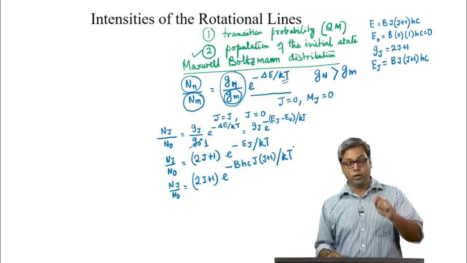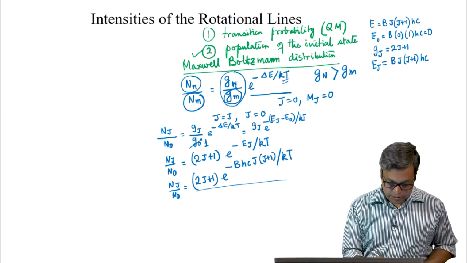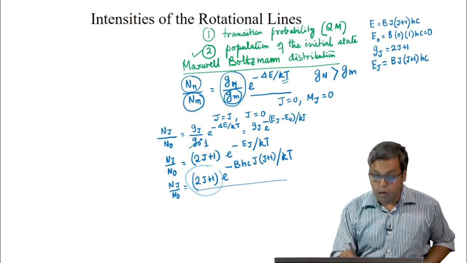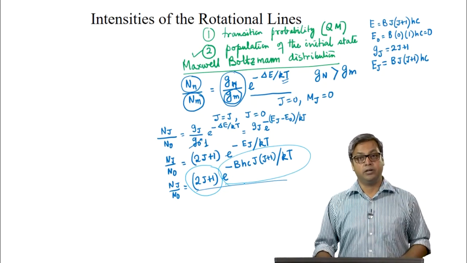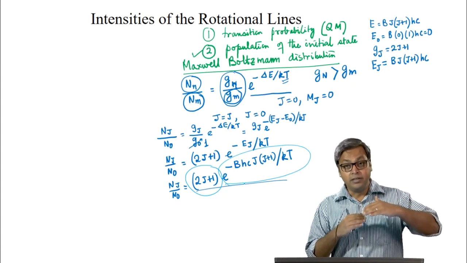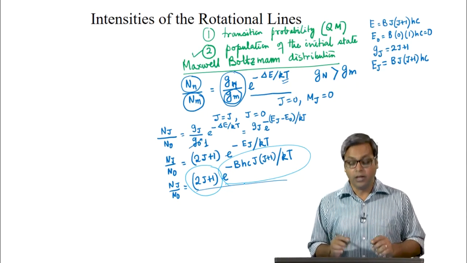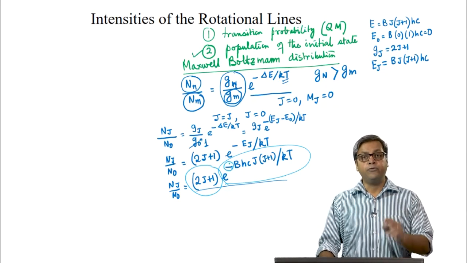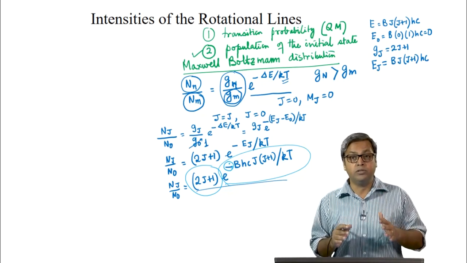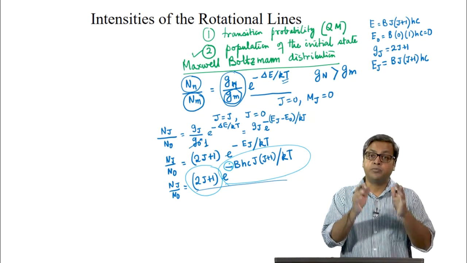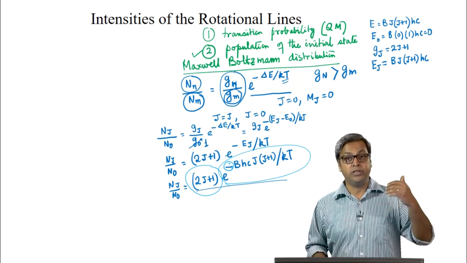So, now, if you carefully look into the right hand side, we have to consider two terms. One is that of this 2J+1 and the other is this exponential term. As J increases, 2J+1 increases or the degeneracy increases. But on the other hand, the exponential term decreases because of the negative sign. So, we have two competing terms. In other words, degeneracy indicates more molecules in the high J level, but the exponential term indicates fewer molecules as J increases. So, there will be a balance between these two terms.